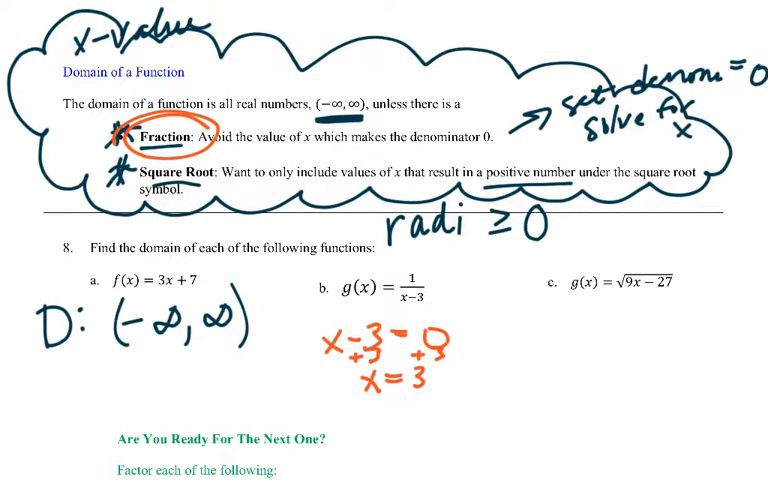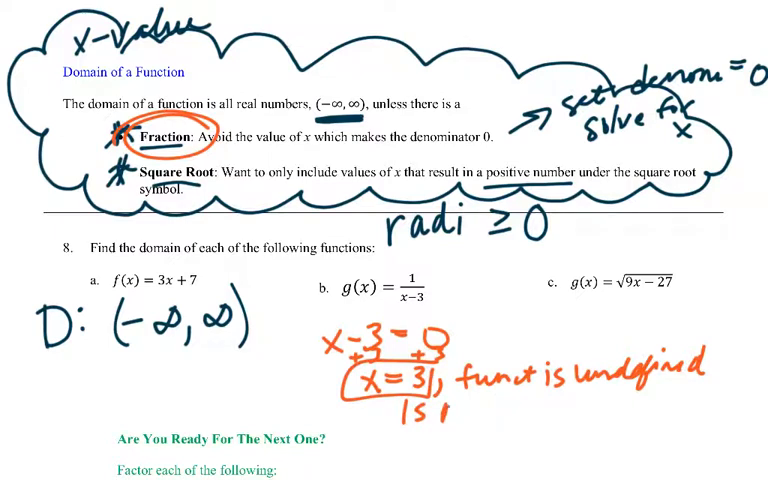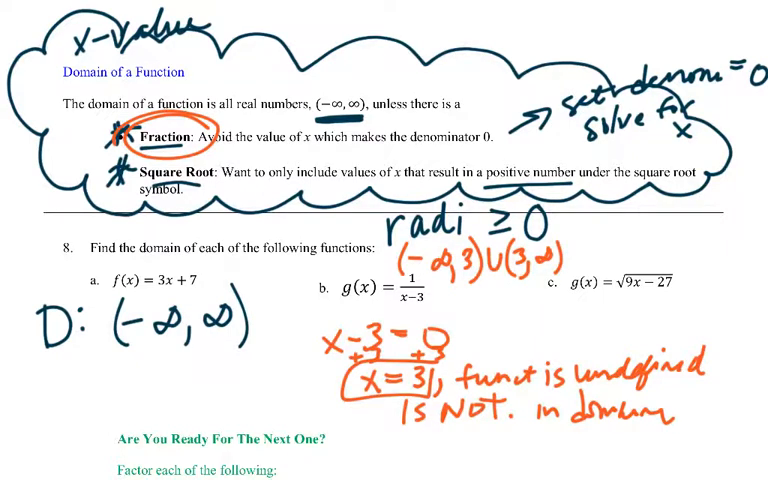So when x equals 3, the function is undefined. So that means that this value is not in the domain. So therefore, my domain for this function would be negative infinity to 3, it does not include 3, union with 3 to positive infinity. So that's my domain for the second example.